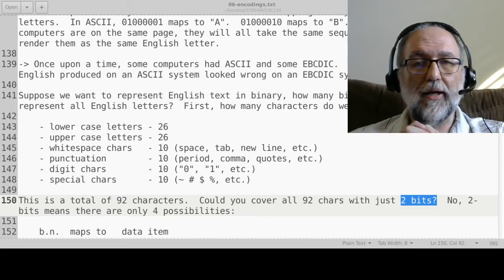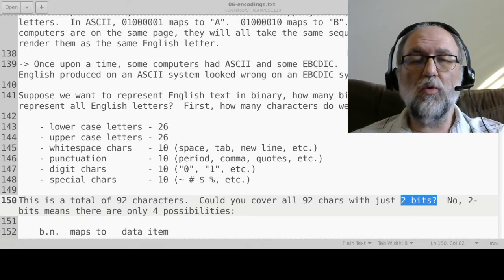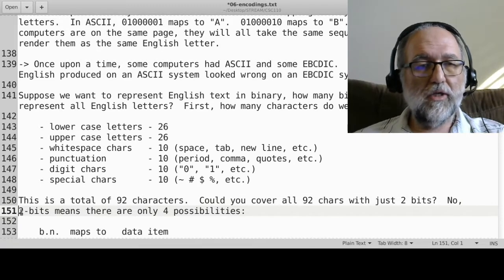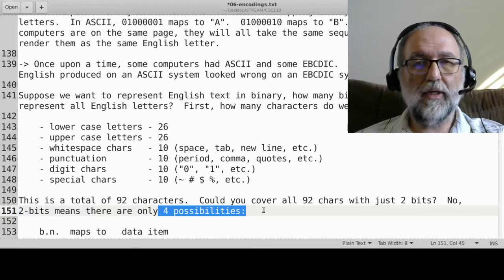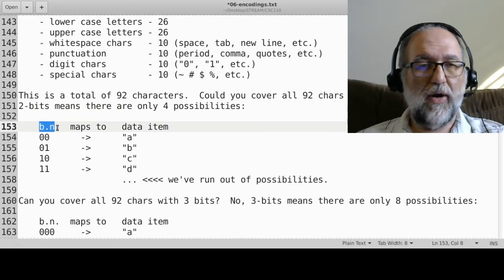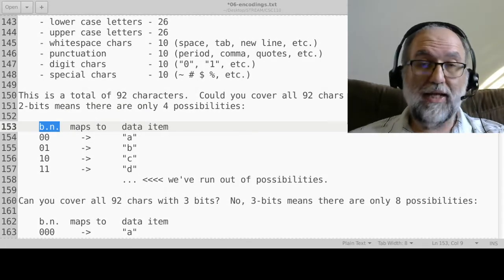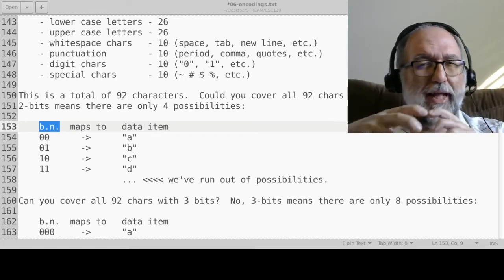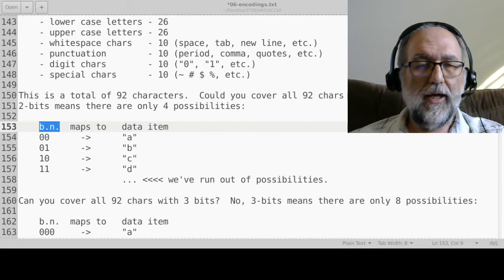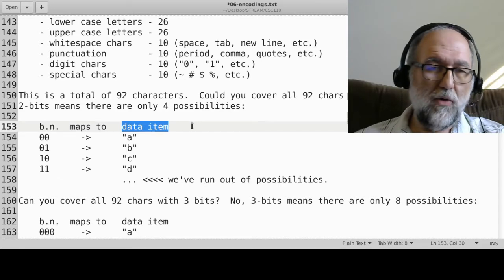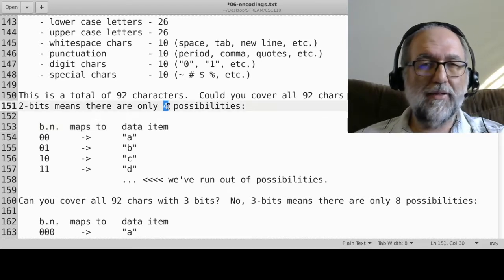And you can't. Because with 2 bits, you can only cover 4 possibilities. And you go, well, why? Well, here's the dictionary. On the left hand column right there, that BN just stands for the binary number. So that's what the computer would, because computers only work in binary, that's the word the computer understands. And that's going to translate into or map to the data item. Now why do we have only 4 possibilities?